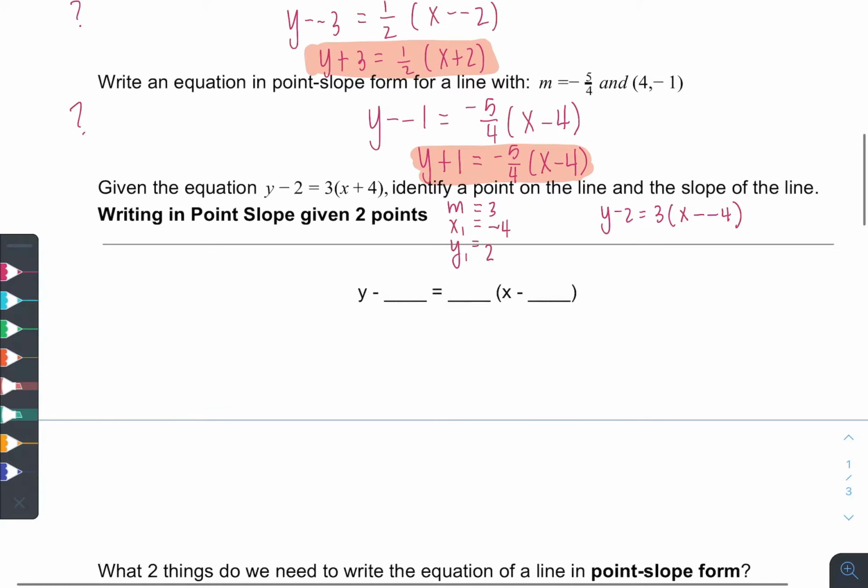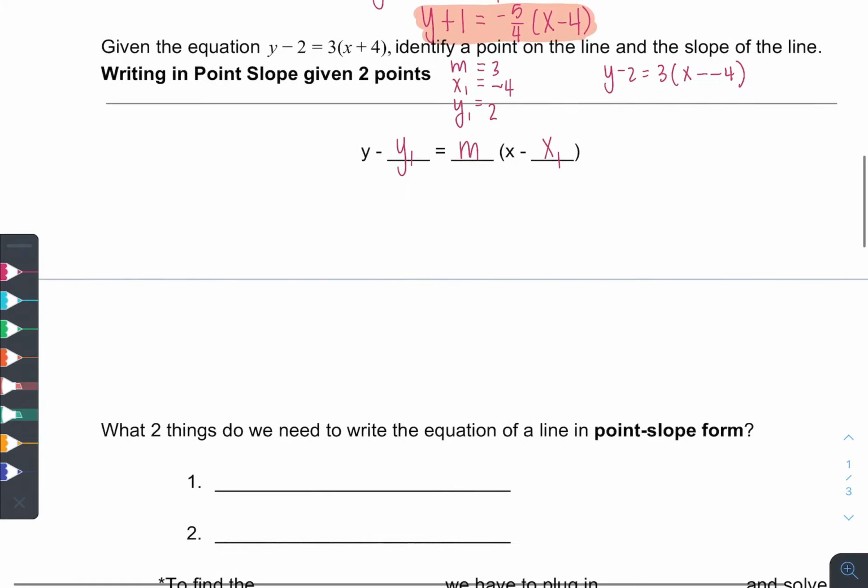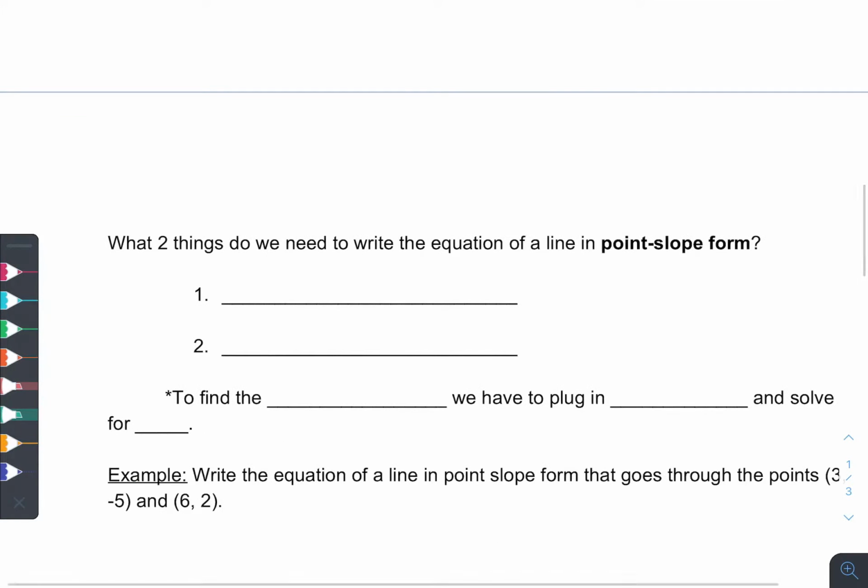Okay, so I'm going to give you a second to breathe. Now, we are moving on to writing in point slope form given 2 points. So this should be at the top of your page. It's at the bottom of mine. But we're just going to rewrite that equation so we have it. All right, I'm going to ask you again, what two things do we need to write the equation in point slope form? You need point and slope.